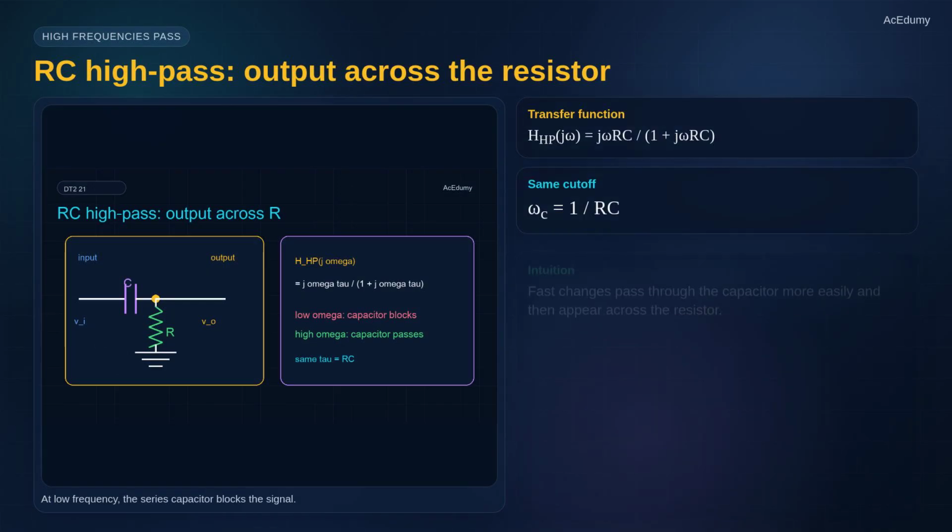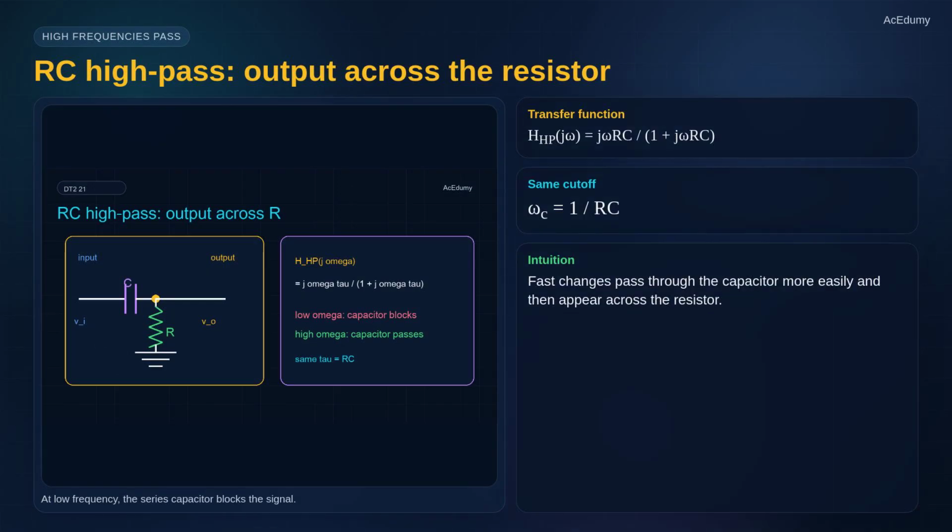Now move the output to the resistor side after a series capacitor. This is the RC high pass. At low frequency, the capacitor blocks change, so the output across the resistor is small. At high frequency, the capacitor behaves almost like a short, so the input reaches the resistor and the output approaches the input. Its transfer function is j omega tau over 1 plus j omega tau.